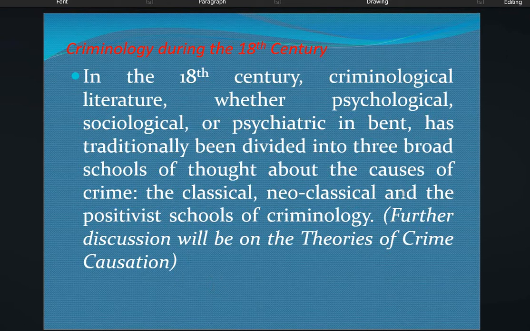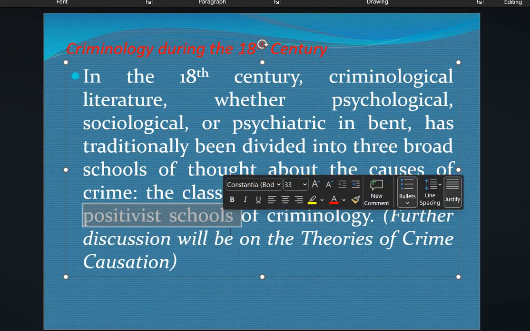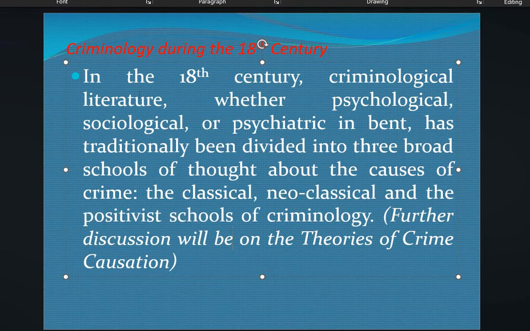Okay, so this one, you have your subject, the theories of crime causation. So you will discuss what we call the schools of thought. In the schools of thought, what are those three? We have the classical school of thought. We also have the neoclassical school of thought. And what we call the positivist school of thought. So again, we have three schools of criminology: the classical, neoclassical, and the positivist.